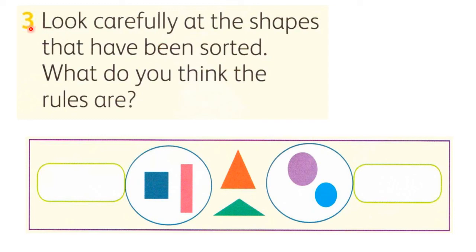Finally, exercise 3. Look carefully at these shapes that have been sorted. What do you think the rules are? Here we have a group, here we have another group, and here we have 2 shapes outside these groups. The rule for this group is shapes with 4 sides. The rule for this group is shapes with curved sides.